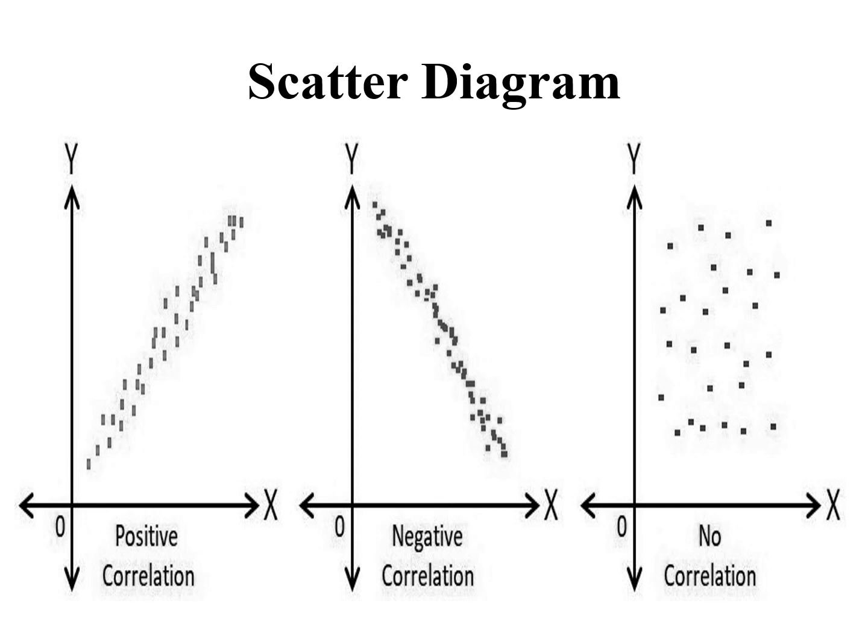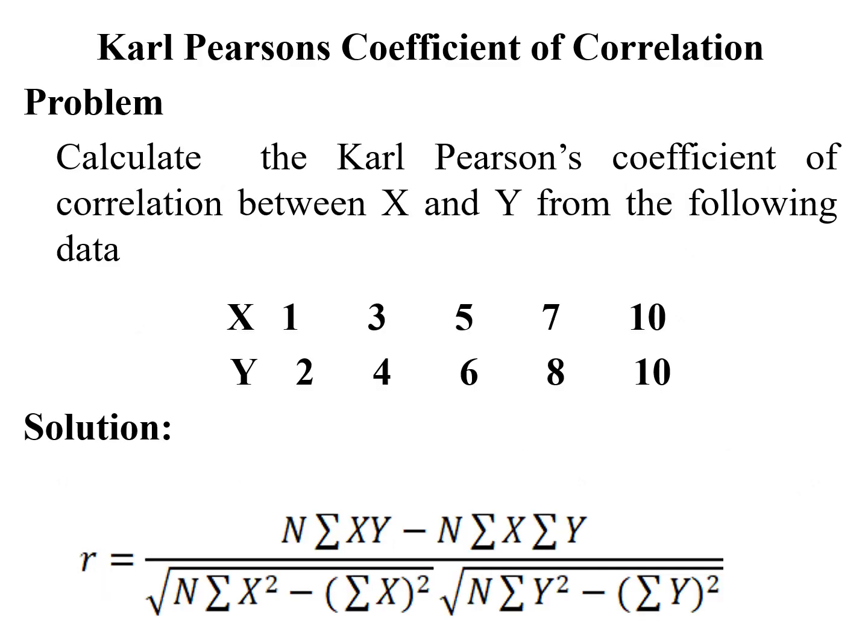So next one, the mathematical method. First we are seeing Karl Pearson's coefficient of correlation. The given problem: calculate Karl Pearson's coefficient of correlation between x and y from the following data. They gave x and y variables. The x variable values are 1, 3, 5, 7, 10. Then the y variable values are 2, 4, 6, 8, 10. Now going to the solution.